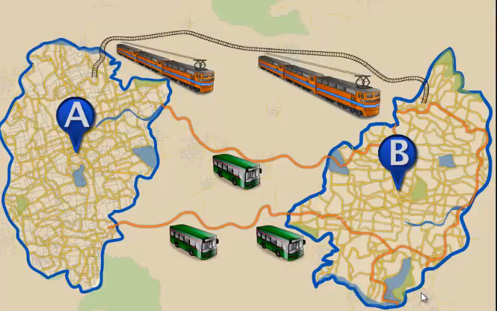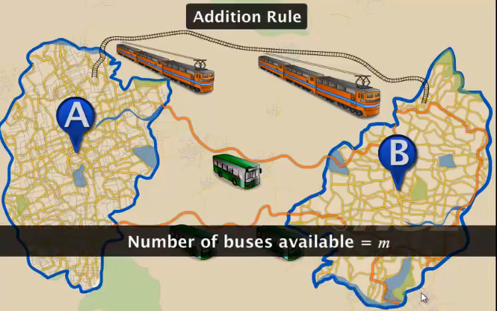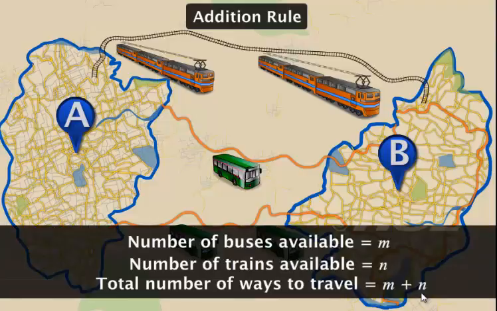We can formulate this observation as the addition rule. When the task is completed by performing one of the 2 or more disjoint and mutually exclusive subtasks, which can be performed in m and n ways respectively, then the total number of ways of performing the task will be given by m plus n, the sum of the ways of performing the individual tasks.